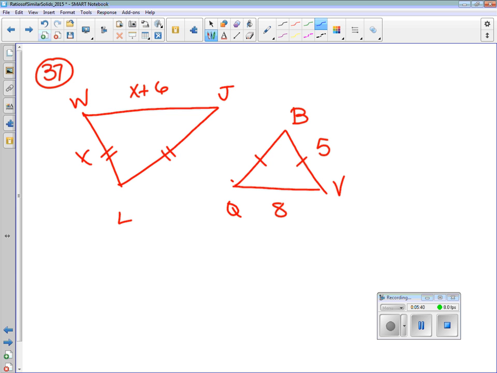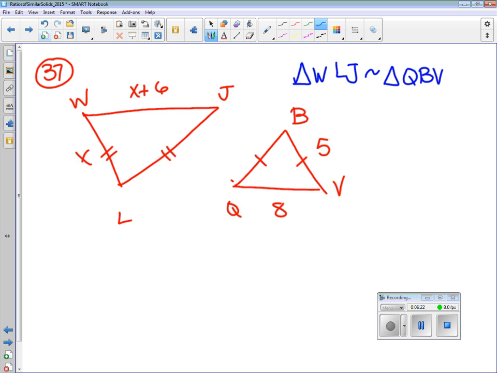So the important part of this is you're told that triangle WLJ is similar to triangle QBV. Okay? So why is a similar statement important? Julian? Okay. Yes, it tells us that they are the same shape, just different sizes. But how can I use the similar statement to solve for x? Because that's what we need to do. It shows what side is similar to what side. What side corresponds to what side. Very good. And that's what we need to do here, okay?